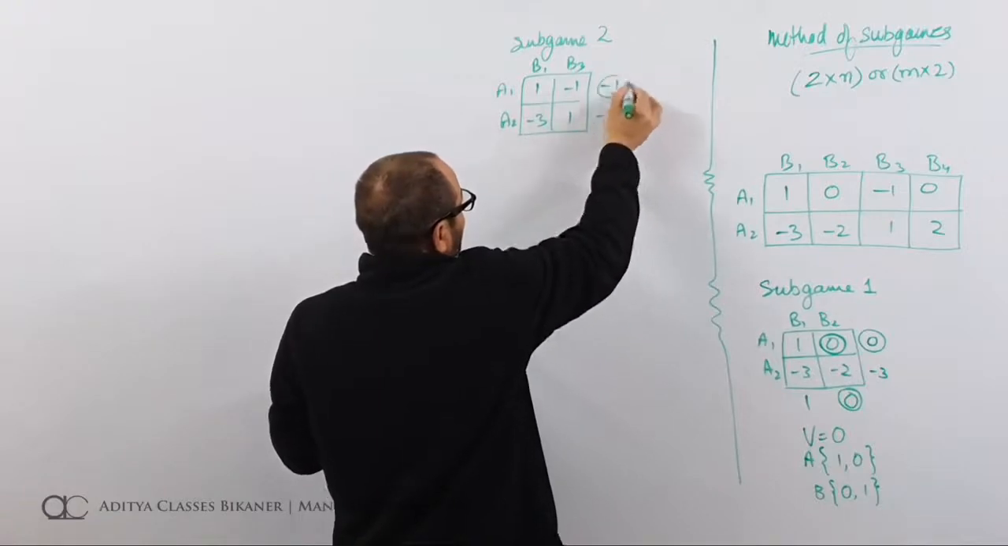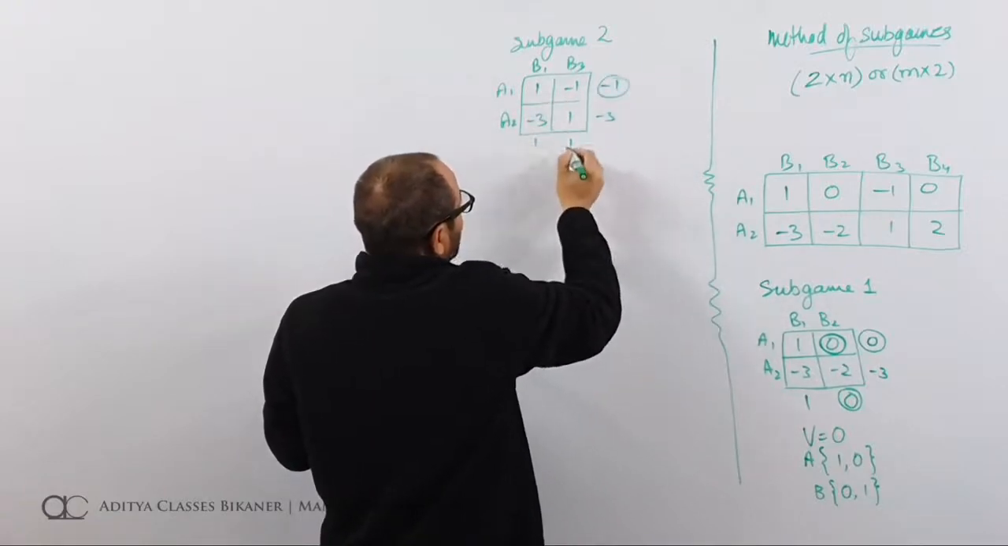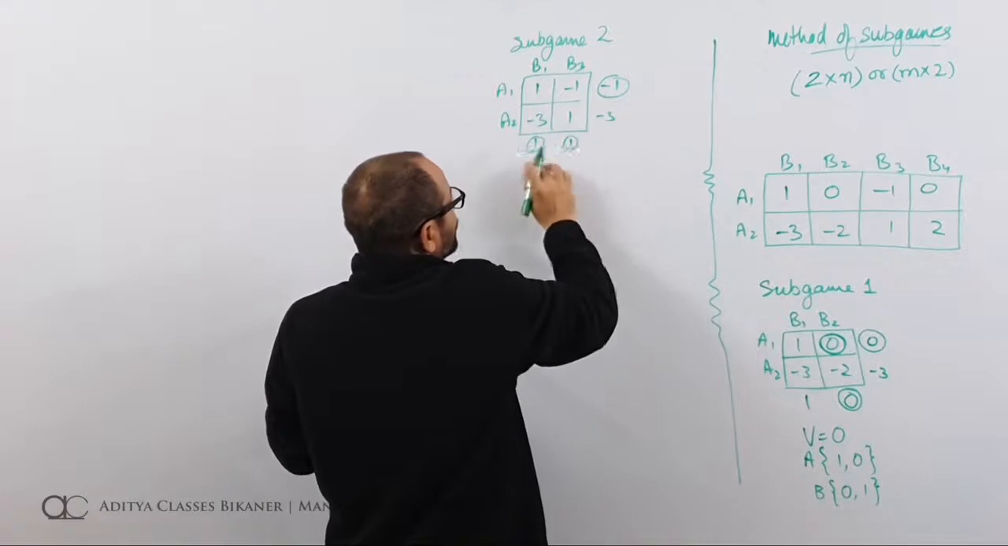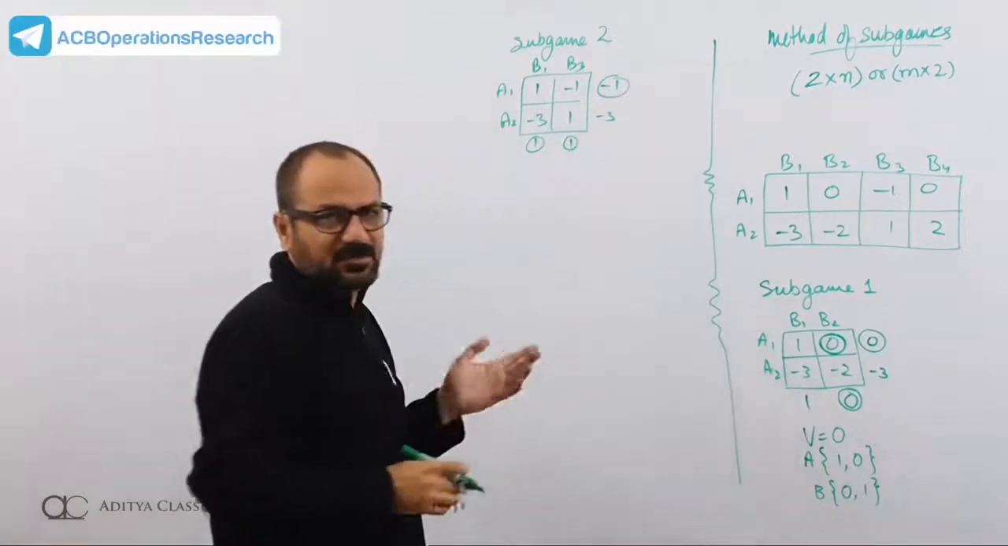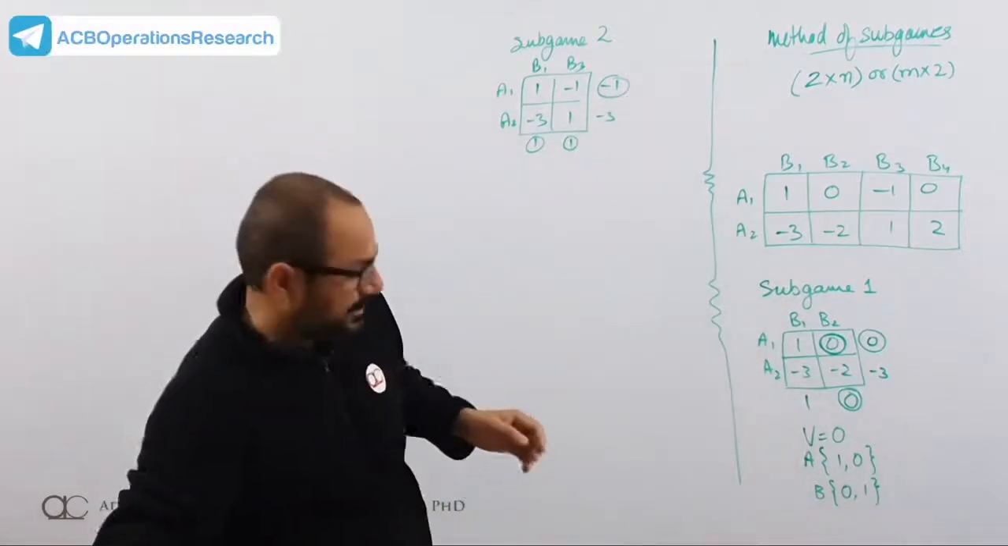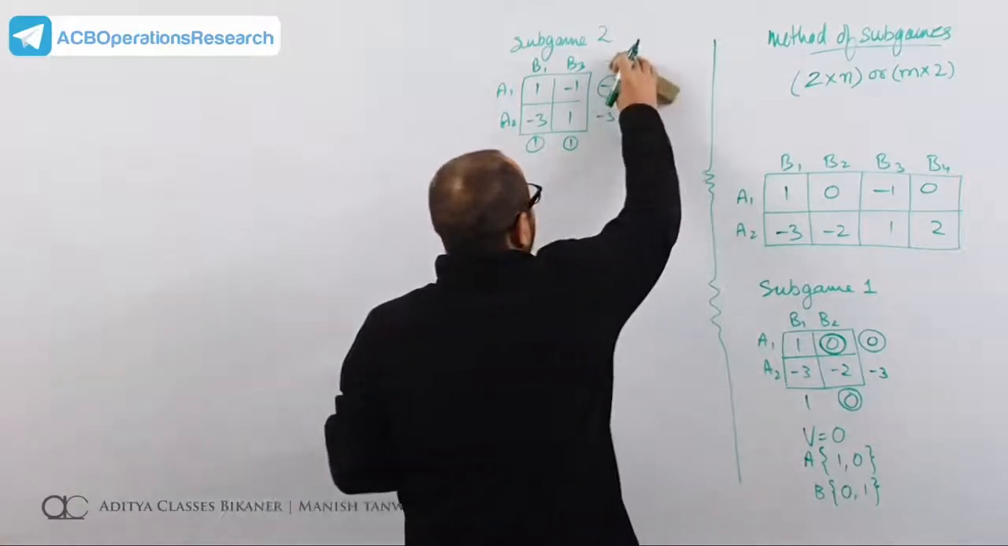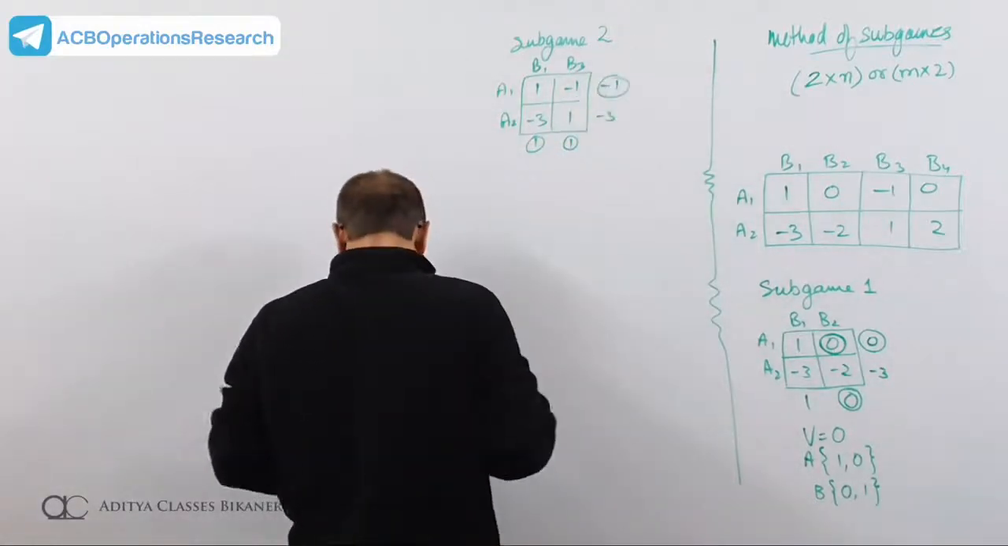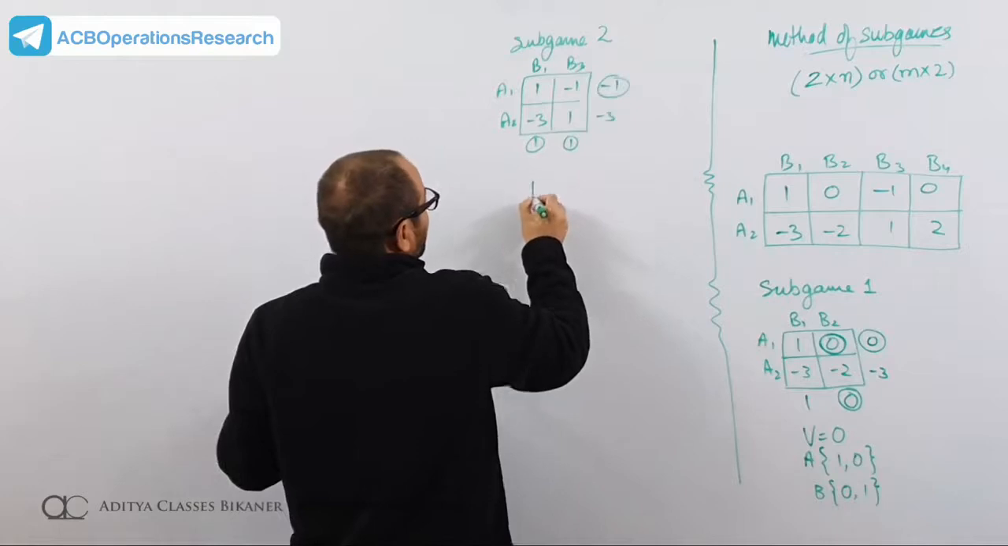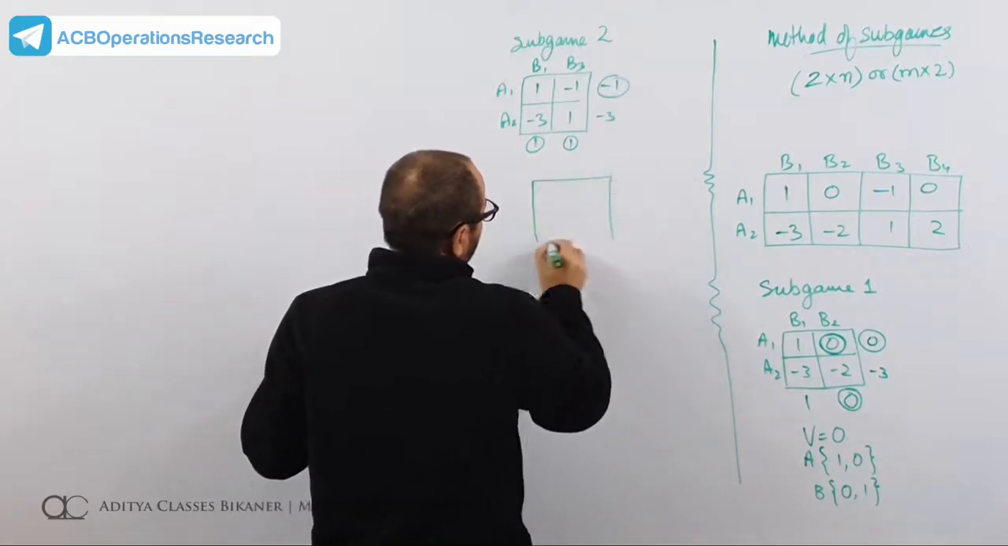minimum and maximum. Maximum, maximum and minimum could be either. So 1 and minus 1. Definitely this is not a stable game. So if it is not a stable game, then I need to solve it using oddment method. Okay, so we'll leave it over here. We'll rewrite the game and solve it using oddments.